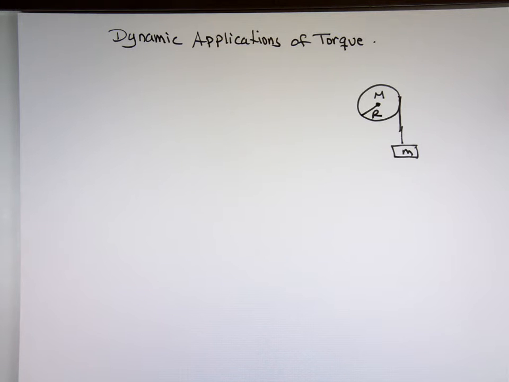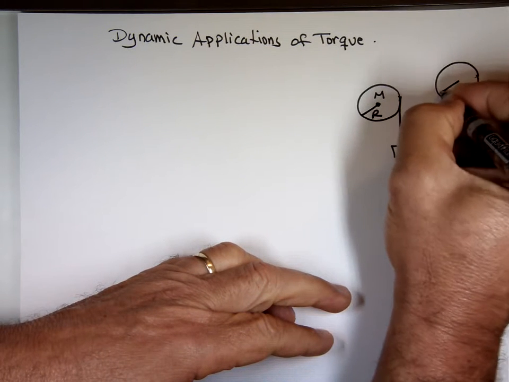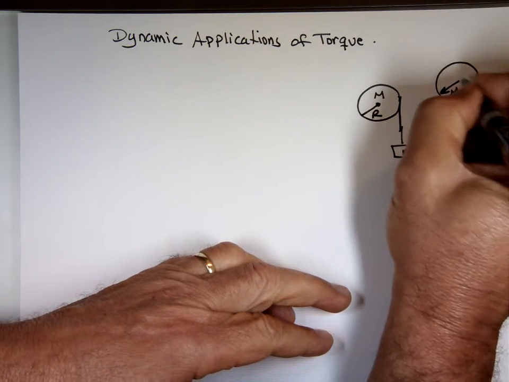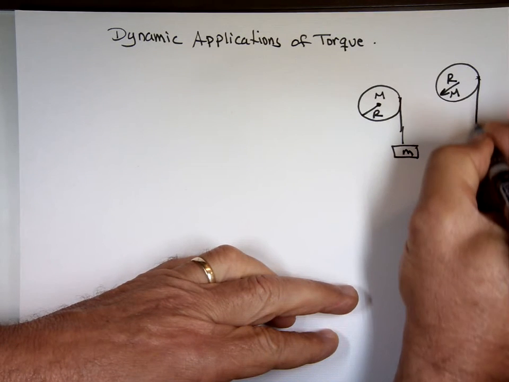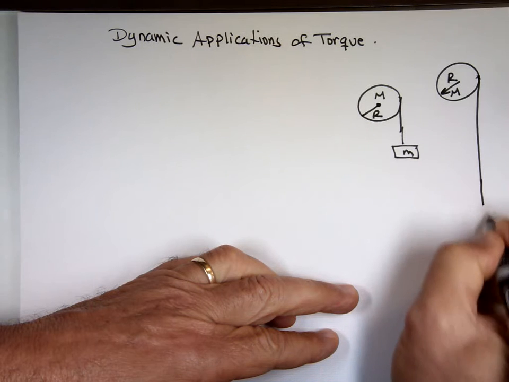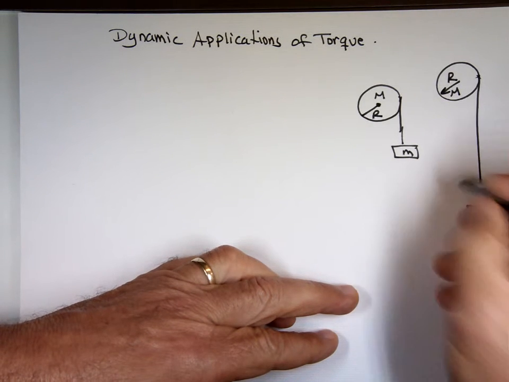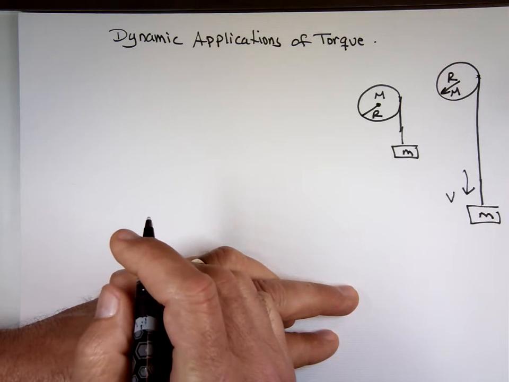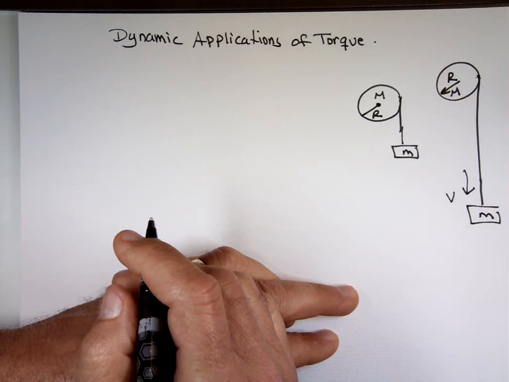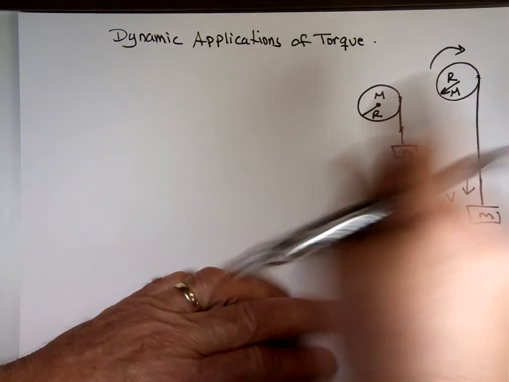And you hold it, then you let it go. Well, if you let it go, what will happen? That pulley actually will start to spin and the weight will drop. So the weight will travel down with some velocity we'll call it v. The pulley is going to spin clockwise.